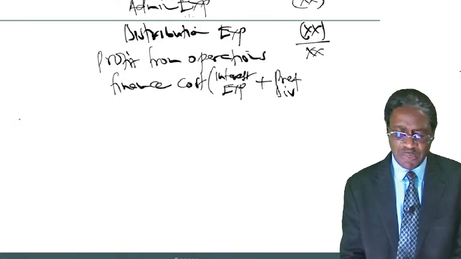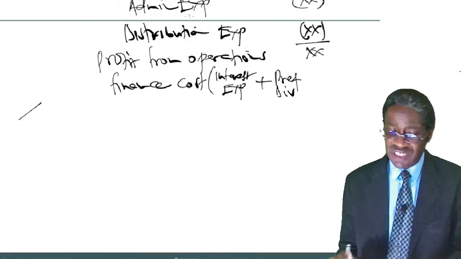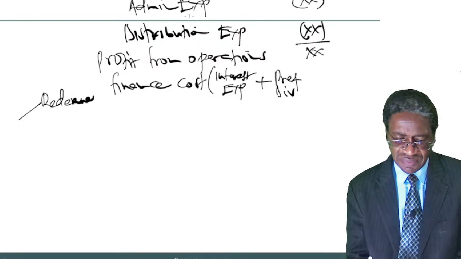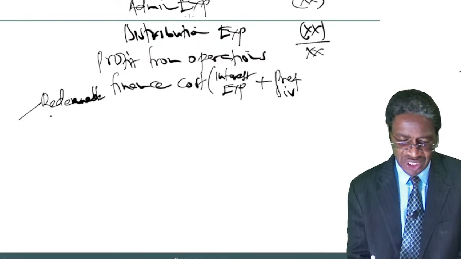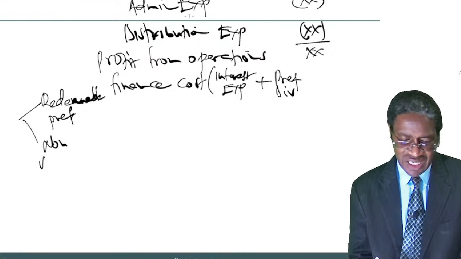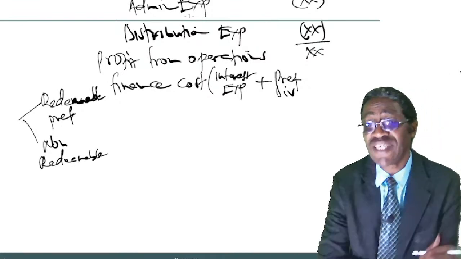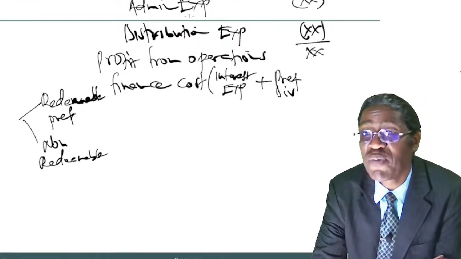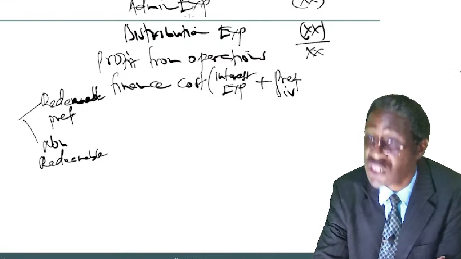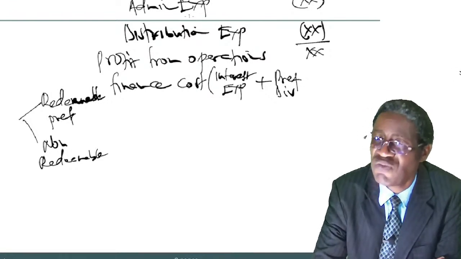Listen, is it preference dividend? Let me give you a hint so that you tell me. Is it preference dividends on what we call redeemable preference shares, or is it on what we call non-redeemable preference shares? I think now I've given you a hint where you can now tell me. The preference dividends that are considered as a finance cost are which kind of dividend?